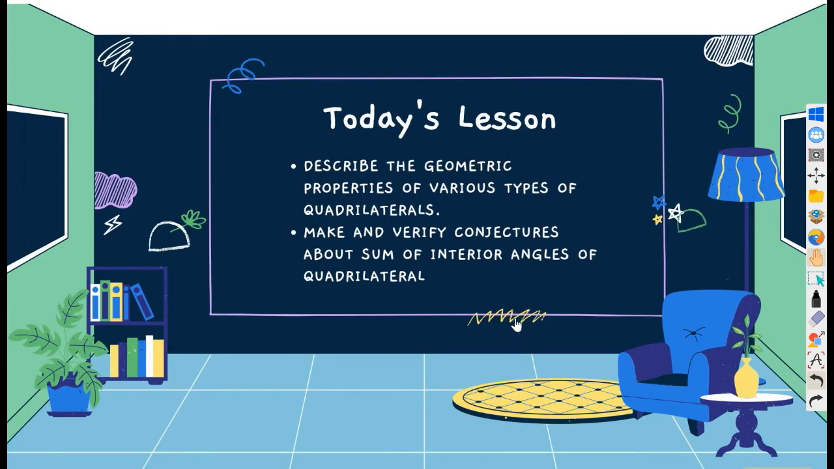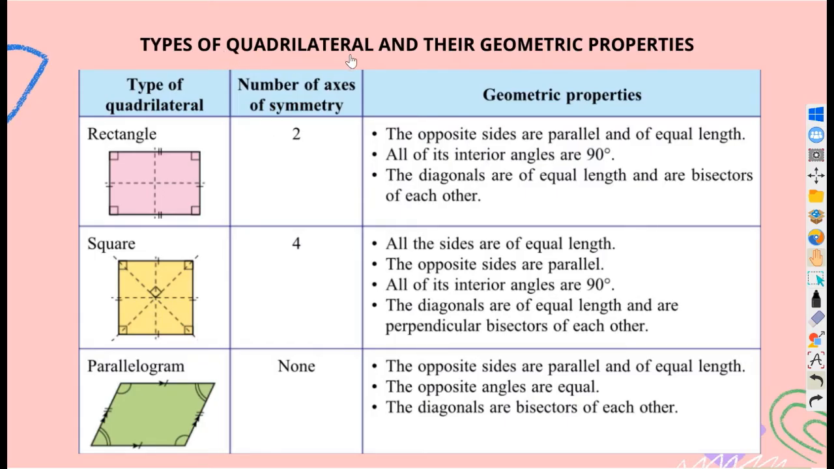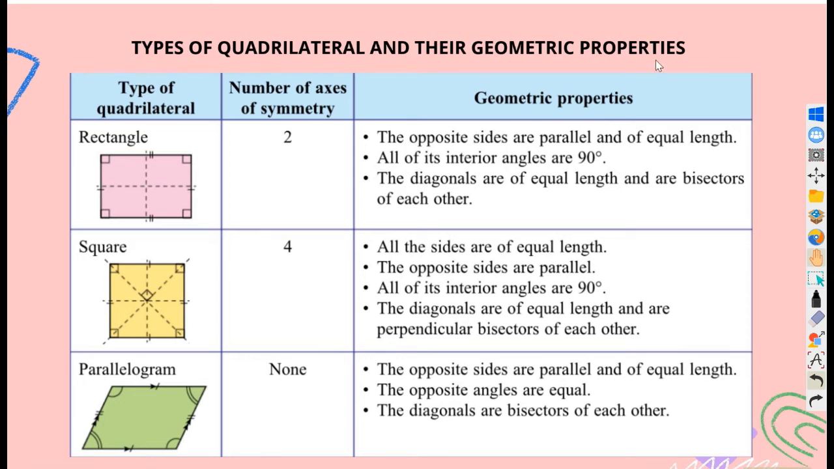Okay, for today's lesson, we want to describe the geometric properties of various types of quadrilaterals. And the second one, make and verify conjectures about the interior angles of a quadrilateral. First, what are the properties of a quadrilateral? You can see this one is a rectangle, square, trapezium, and also kite. So, types of quadrilaterals and their geometric properties.